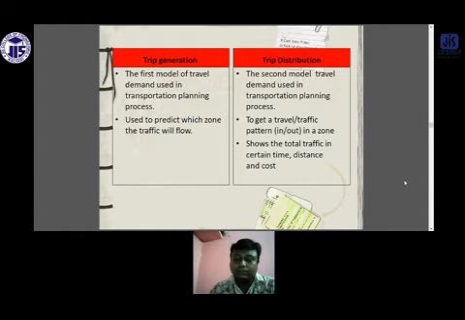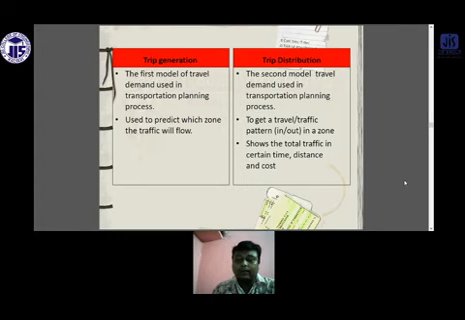Suppose where I am living is a residential complex, purely residential. Now suppose there are a total of 10 zones around my home, and two zones are for shopping area, three zones are for office area, two zones are for restaurants, and one zone is for a multiplex. These zones are divided based on land use, meaning the purpose for which the land is used. Based on that, we figure out which zone the traffic will flow to.